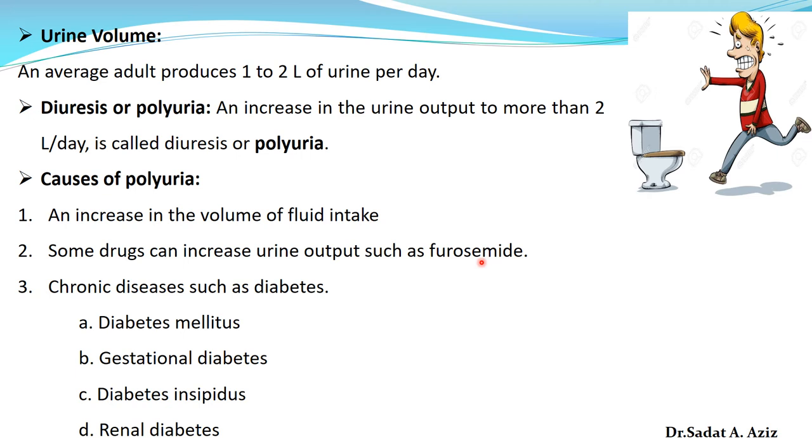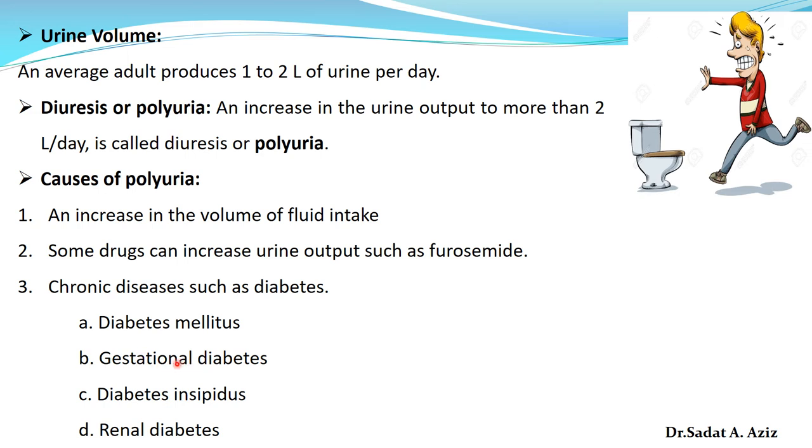Okay, and the third factor which might lead to diuresis or polyuria is related to chronic diseases such as diabetes. We have different types of diabetes. The first one is called diabetes mellitus. You know we have two types of diabetes mellitus, type 1 and type 2. I think we already mentioned this.